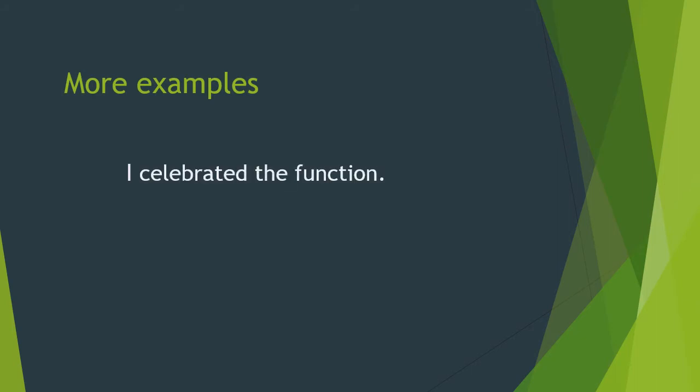Let us go through more examples. First sentence, I celebrated the function. Here the subject is I. Verb is celebrated. Object is the function. Here the verb celebrated is done by the subject I and the object, the function, receives the action of the subject.